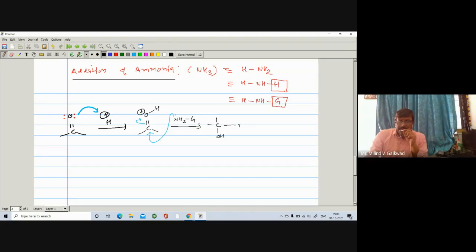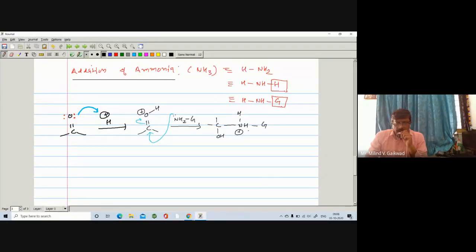Here is an N, H, here is an H, and here is a G. Right? Here is a G. So this is G. NH2G, as it gives the lone pair on this carbon. So this nitrogen carries a positive charge. It carries a positive charge.